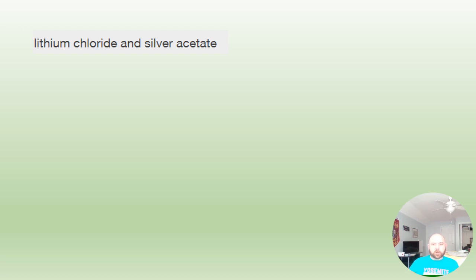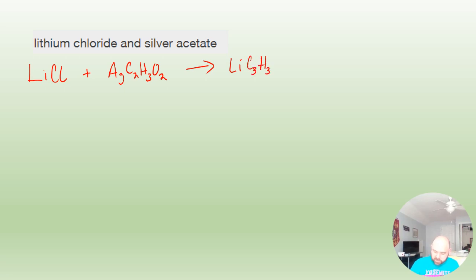So another example here with lithium chloride and silver acetate. If I were to write out the formulas of each, I will find that lithium chloride has the formula LiCl. Silver acetate is AgC2H3O2. If I switch those ions around, I find that the formula should be LiC2H3O2 plus AgCl.